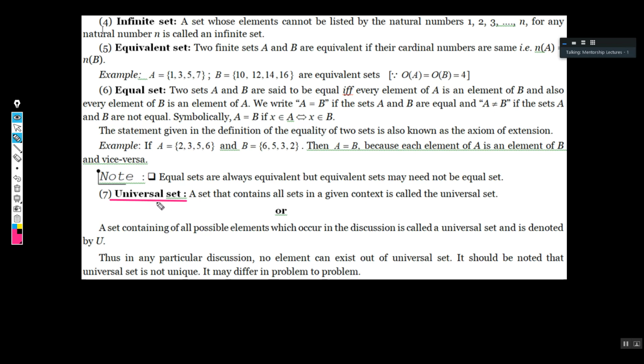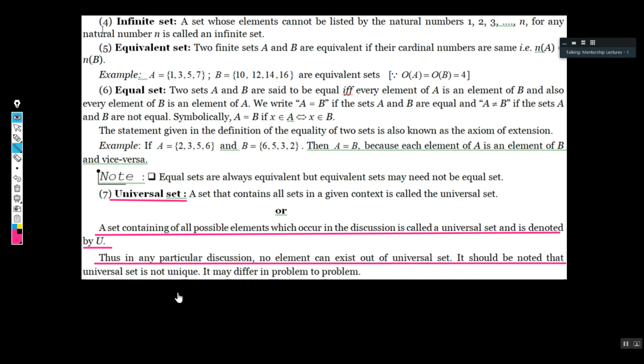What is a universal set of the world? It must contain the list of all the countries present on the globe. That will give you a universal set. In that one, India is one of the elements, I must say. So a set containing all possible elements which occur in the discussion is called a universal set and is denoted by U, capital U. So thus in any particular discussion, no element can exist out of universal set.